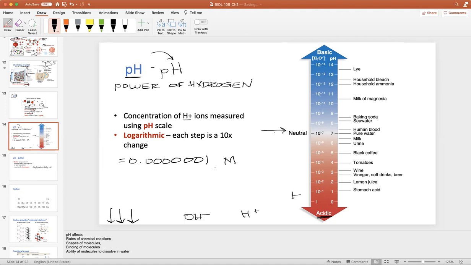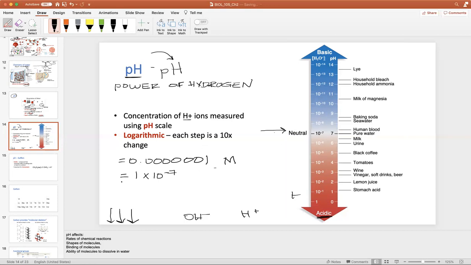So we've got 1, 2, 3, 4, 5, 6, 7. Neutral is 7. So how do we get that? All right, here's how we get it. This is a really tiny, tiny number, right? And another way we can write tiny, tiny numbers is using something called scientific notation. So you would write this as 1 times 10 to the negative 7th, right? This is 10 to the negative 7th. 1, 2, 3, 4, 5, 6, 7. So that's how tiny the amount of hydrogen ions is in neutral water.